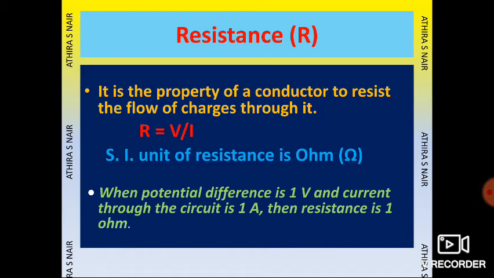Resistance is the property of a conductor to resist the flow of charges through it. When potential difference is 1 volt and current through the circuit is 1 ampere, then the resistance is 1 ohm.